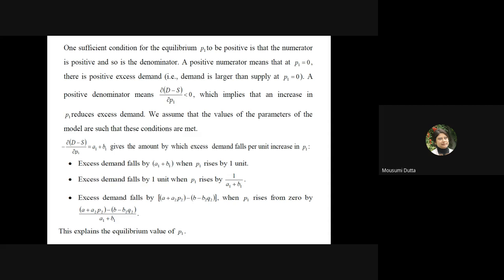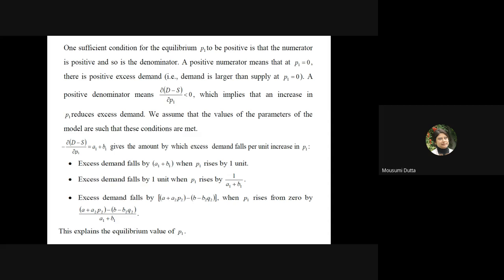Okay, that is, demand is larger than supply at P1 equal to 0. A positive denominator means del (D minus S) by del P1 should be negative, because in the denominator we are getting minus of A1 plus B1. So if I want to have some positive quantity in the denominator, this derivative del (D minus S) by del P1 should be negative.